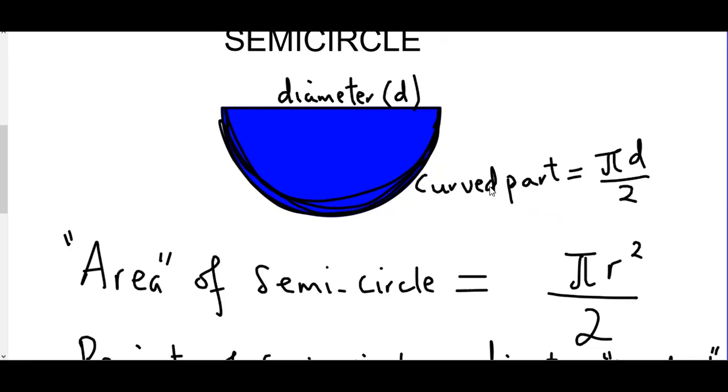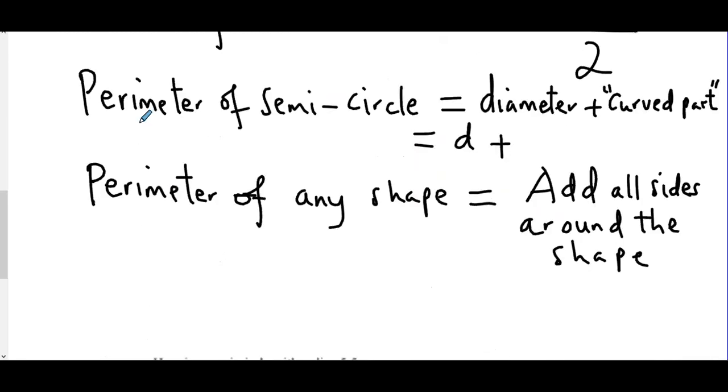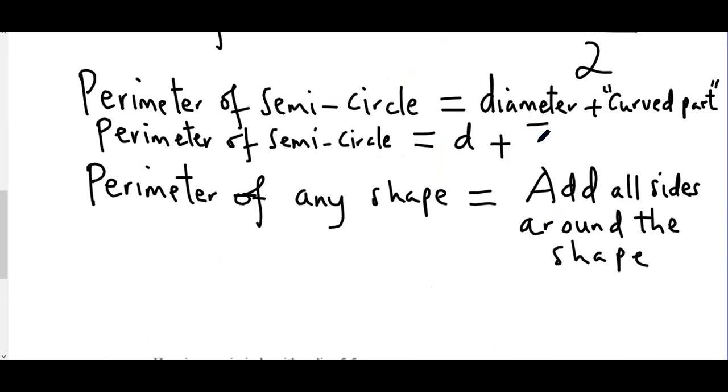So in short, what is the formula for the perimeter of a semicircle? The perimeter of a semicircle is equal to the diameter of the semicircle plus the curved part. The curved part is pi d, and the answer you get is divided by 2. So that is the formula for finding the perimeter of a semicircle.